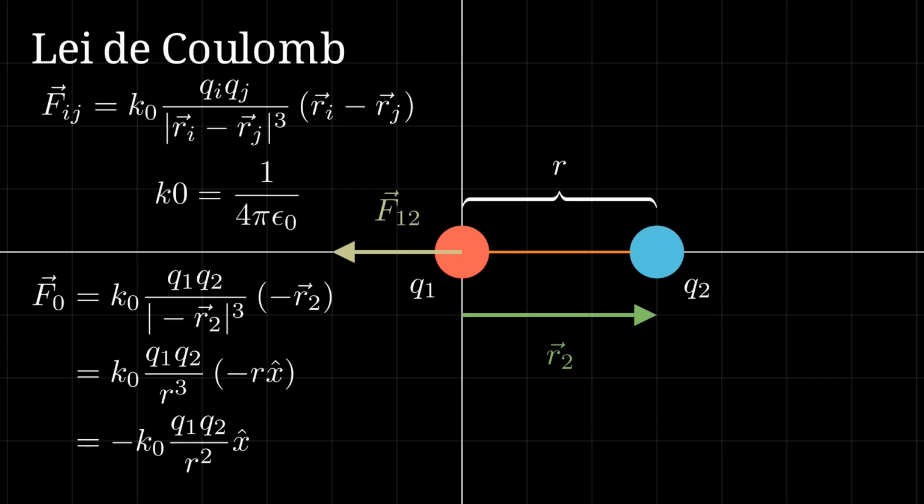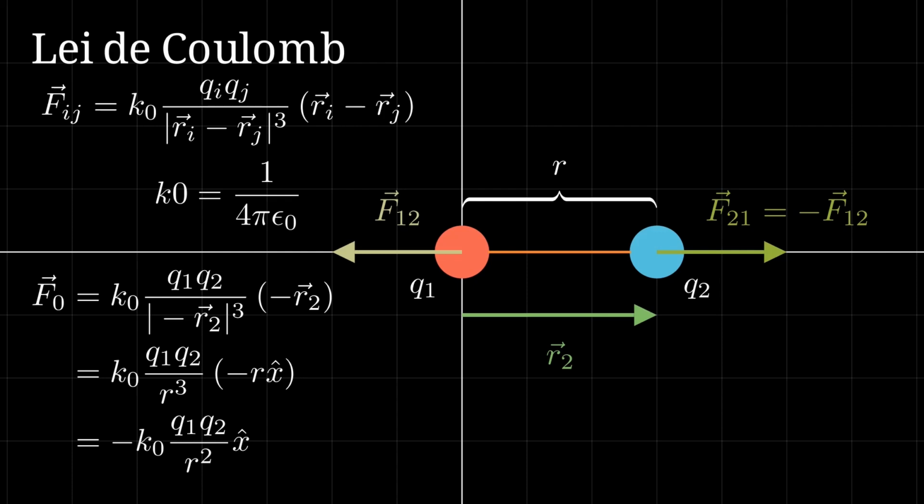Then we can divide the length r in the numerator by the module to the cube of r in the denominator. Thus, the force will be inversely proportional to the square of the distance and points in the negative direction of the x-axis. From Newton's third law, the force F21, that is of charge 2 due to charge 1, will have the same module and direction, but opposite sense. That is, it will point in the positive direction of the x-axis.